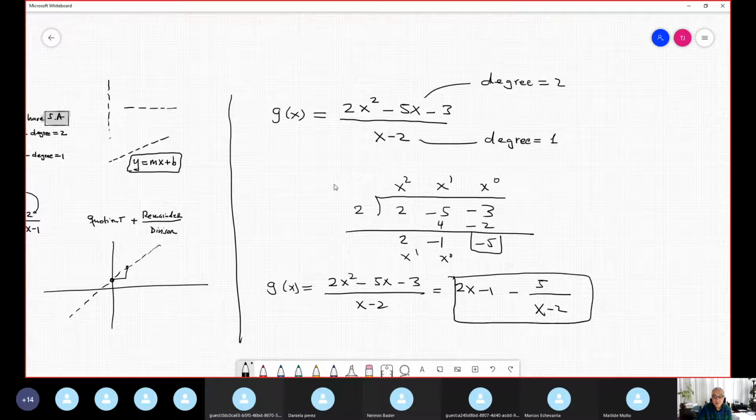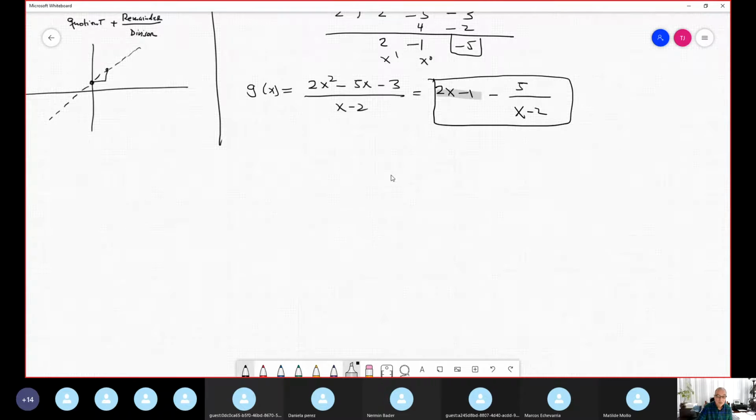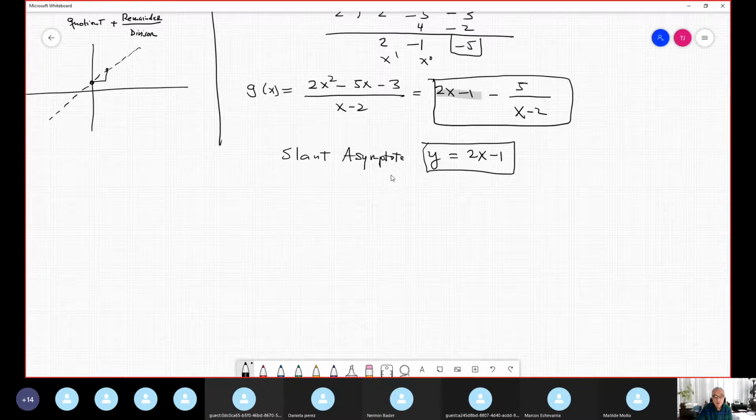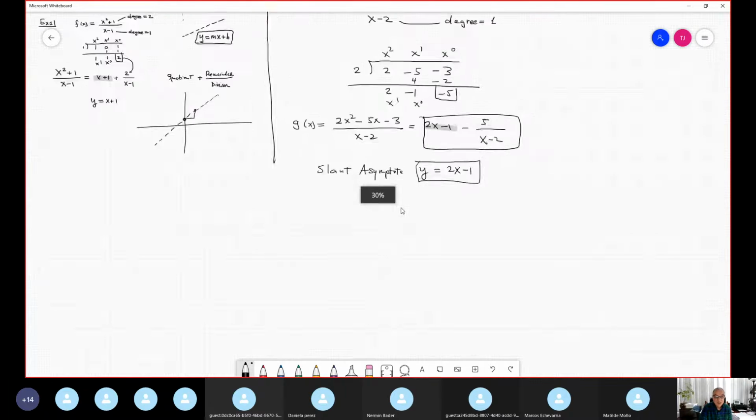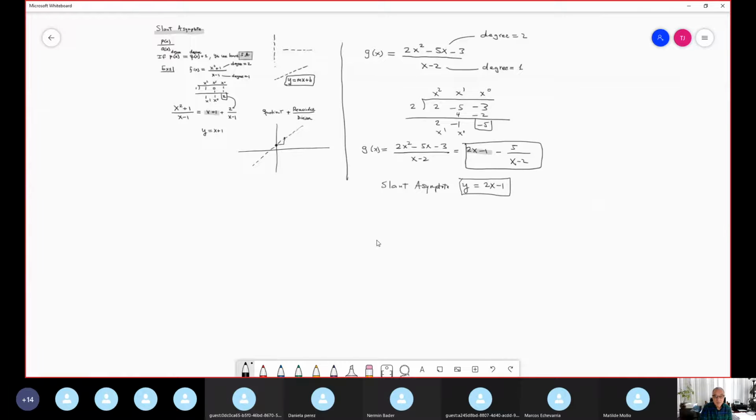These and these are perfectly equivalent, but we can see clearly that the linear part is the slant asymptote. So the slant asymptote equation is y equals x minus 1. Everyone follow me? Yes. Excellent. Beautiful.